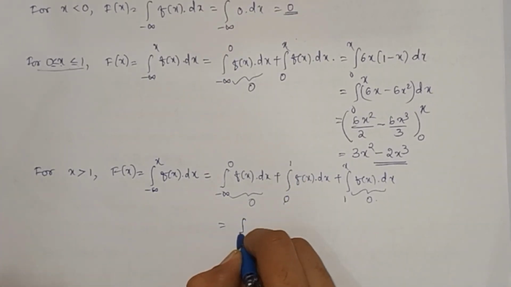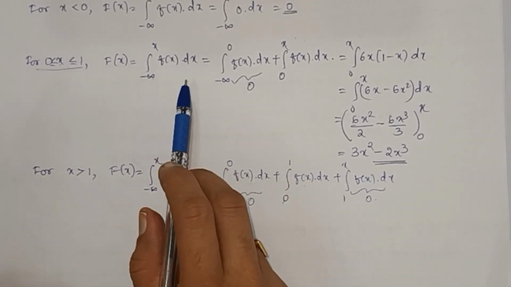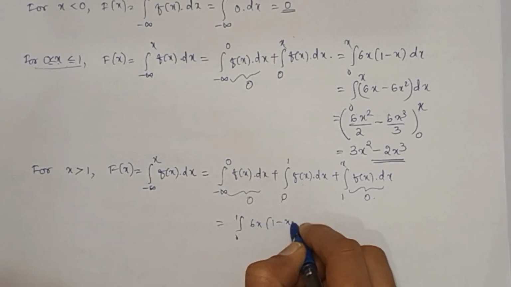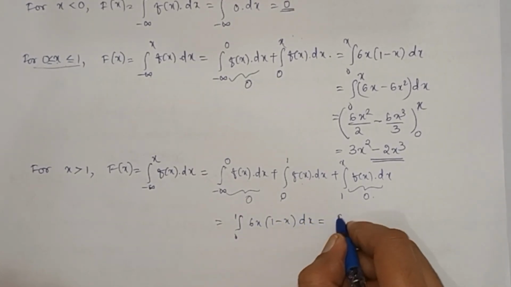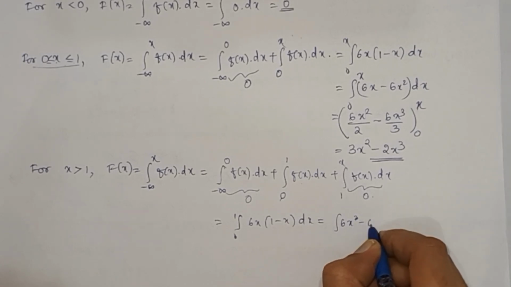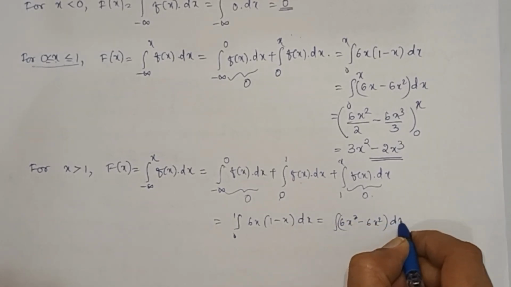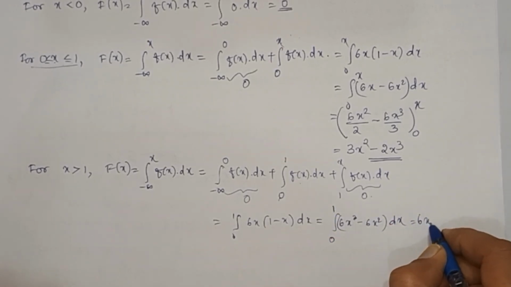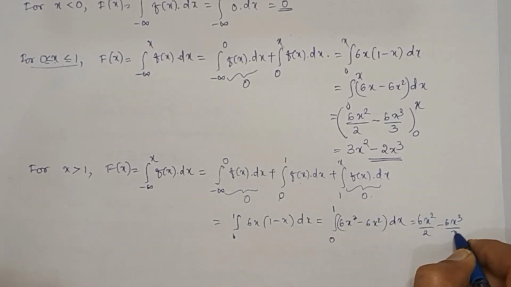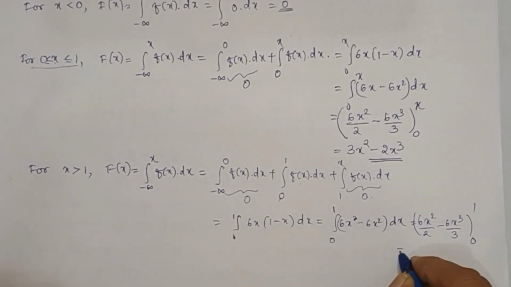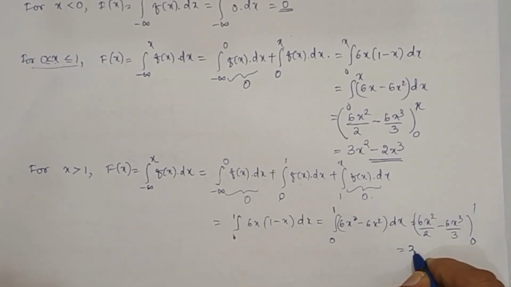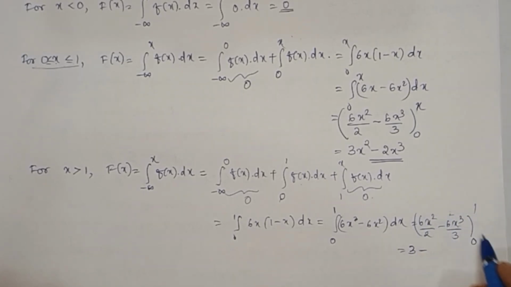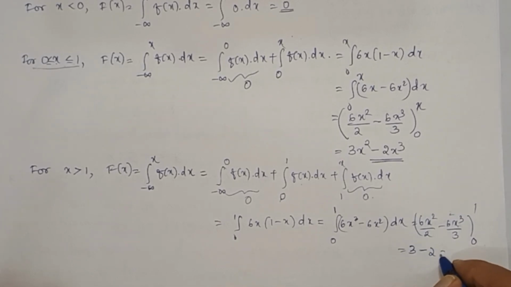Therefore, in between 0 and 1, what is the function value? We know it as 6x into 1 minus x with respect to x. So it is the integral of 6x minus 6x square into dx. Same as before, but the only difference is the integral is from 0 to 1 now, which gives you 6 into x square by 2 minus 6 into x cube by 3 from 0 to 1. When you apply the limit, this is 3 into the upper limit 1 squared minus 2 into upper limit 1 cubed, lower limit 0. So 3 minus 2 gives you 1.